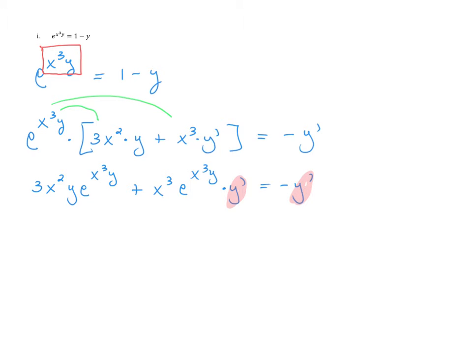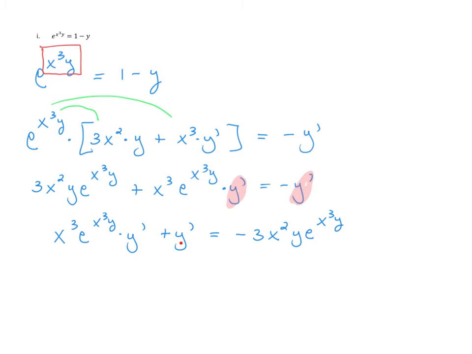Okay, let's see. I think I'll add this to the left and subtract this to the right. So I'm going to do that all in one step. This becomes the following. We get x cubed e to the x cubed y times y prime plus y prime is equal to negative 3x squared y e to the x cubed y. Again, that was, I added this to the left and I subtracted this to the right.